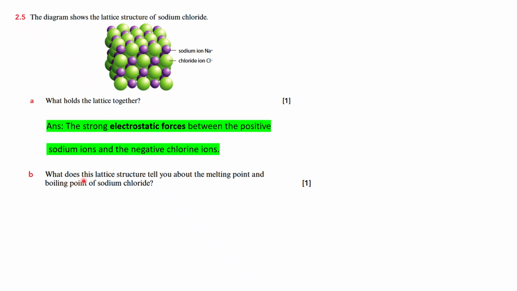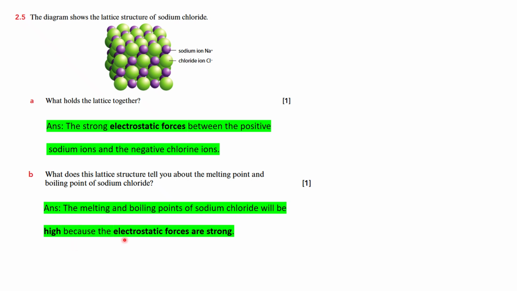Now the next question is, what does this lattice structure tell you about the melting point and the boiling point of sodium chloride? Always remember, if the atoms are strongly held together, then you will require more energy to break that particular crystal lattice, and as you require more energy, this means the melting and the boiling point will be higher for that compound. Since here there is formation of ionic bonding, and we know that ionic bonding is stronger than covalent bonding, hence the melting and the boiling points of these ionic compounds will be higher than those of covalent compounds. So in conclusion, we can write this as an answer.